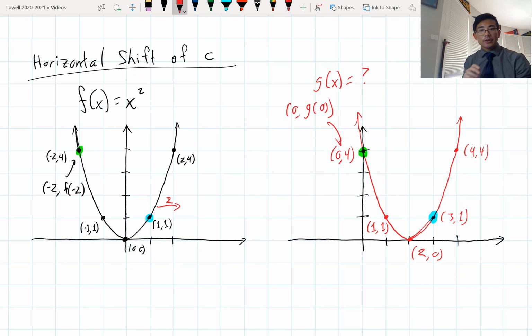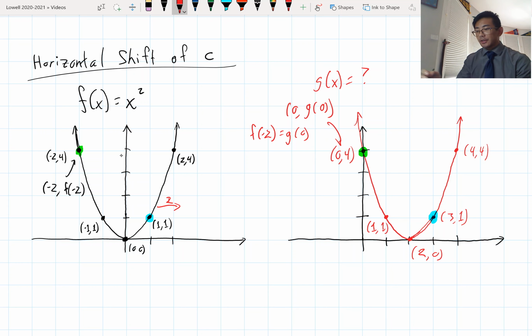Okay, but now again, the question is how can I relate the original parent function to the new transformed one? So let's write it this way. Well, since they have the same y value, I can actually say that f of -2 is equal to g of 0. Right? Because again, they're the same y value. They're both 4 in this case.